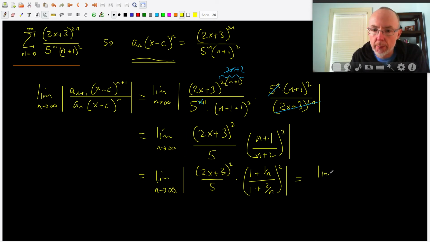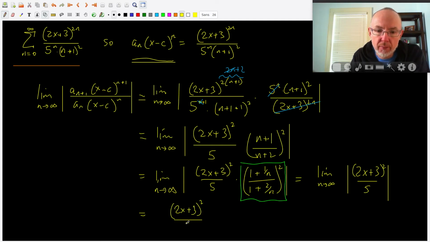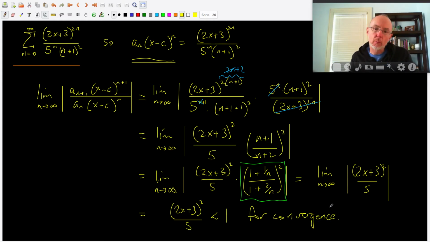So this is the limit as n tends to infinity. Taking this piece of the limit, we find 1, and then that leaves us the rest. It's the limit as n goes to infinity of 2x plus 3, all divided by 5. This is squared. There are no n's in there at all, so the limit is just 2x plus 3, all squared, divided by 5. And for that to be less than 1 is what we want for convergence, right? So for convergence, we need that limit to be less than 1.